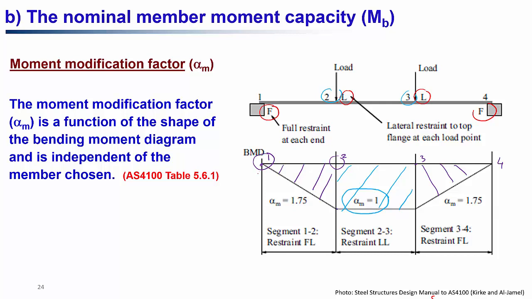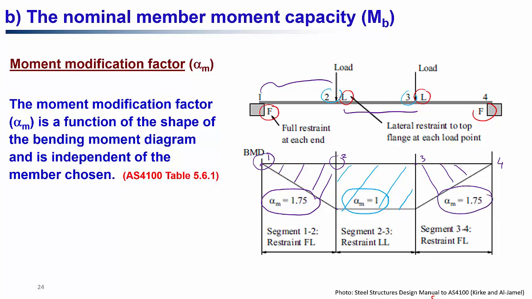So the lateral torsional buckling will not be as severe as in segment 2, 3, because there is a uniform compressive force at the top, so there will be more lateral torsional buckling happening in segment 2, 3. But in segment 1, 2, because the moment is not as bad as in segment 2, 3, your lateral torsional buckling is not as severe as in 2, 3. So you don't have to take alpha m equals 1. We can have some allowance for alpha m. So we have alpha m equals 1.75 here.